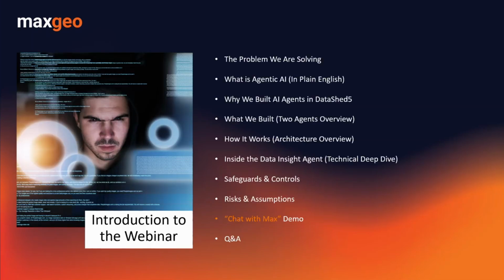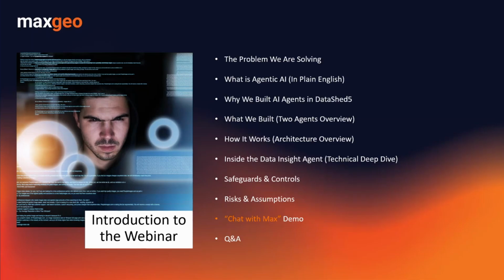Now, we'll cover off a few key areas. The problem that we're looking at solving, what is Agentic AI, and trying to explain that in nice plain language that everybody can understand. Why we built the AI agents in Datashed 5, what we built. So we've got two separate agents, and I'll explain how they work. Each one has slightly different use cases. How it actually works, I think that's really important to build your trust in the solutions, and is to understand the back end of the actual agents and how they all work together.